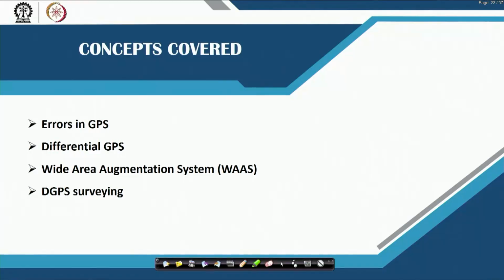Okay. So when we look at the different concepts that will be covered, we would look at errors in the entire GPS system. We would look at what we mean by a differential GPS. We would look at the Wide Area Augmentation System, which is a kind of GPS system. Then we would look at surveying: how do we do DGPS surveying? Okay. So we would look at all of these aspects in this class.